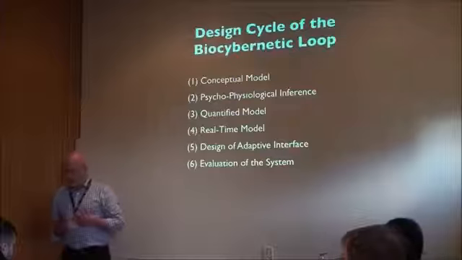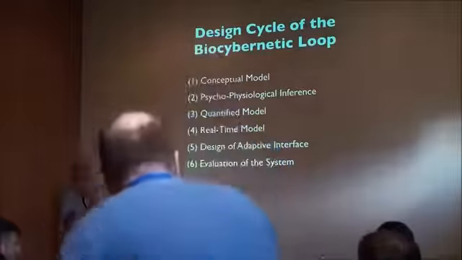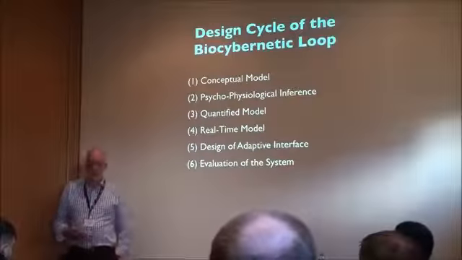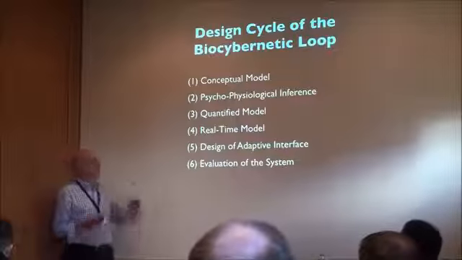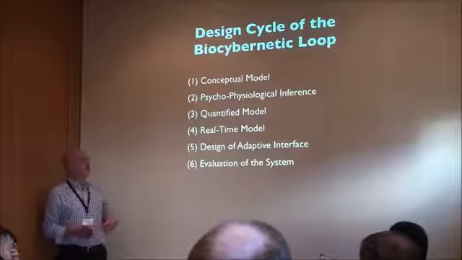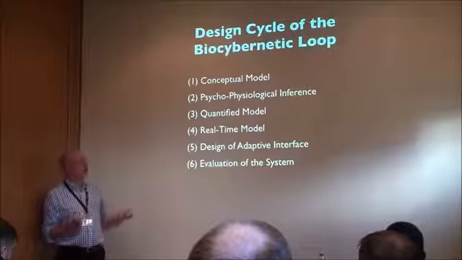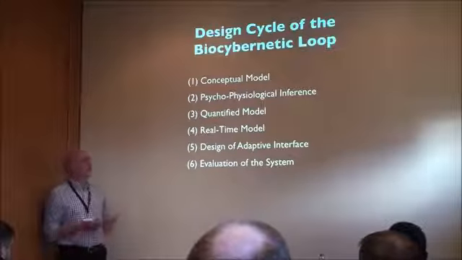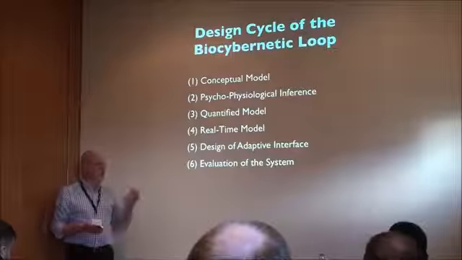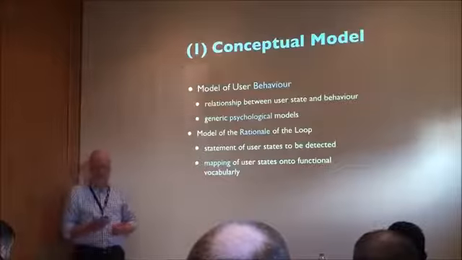So what I'm going to do is describe the 6 different phases that we went through in order to develop this loop. We basically built a conceptual model to understand what the system was meant to do. Then we built up the inference between the EEG and the data and made a quantified model of the user state, which turned into a real-time model. Then we designed the interface, and then most importantly we evaluated the system.